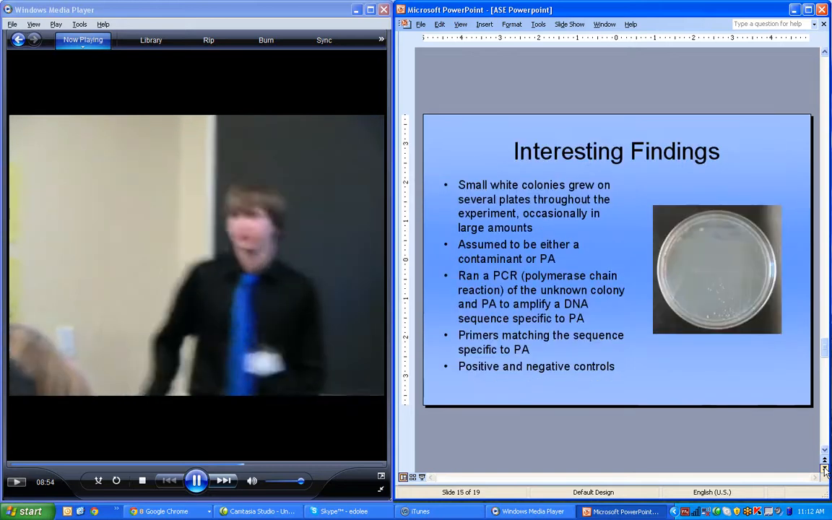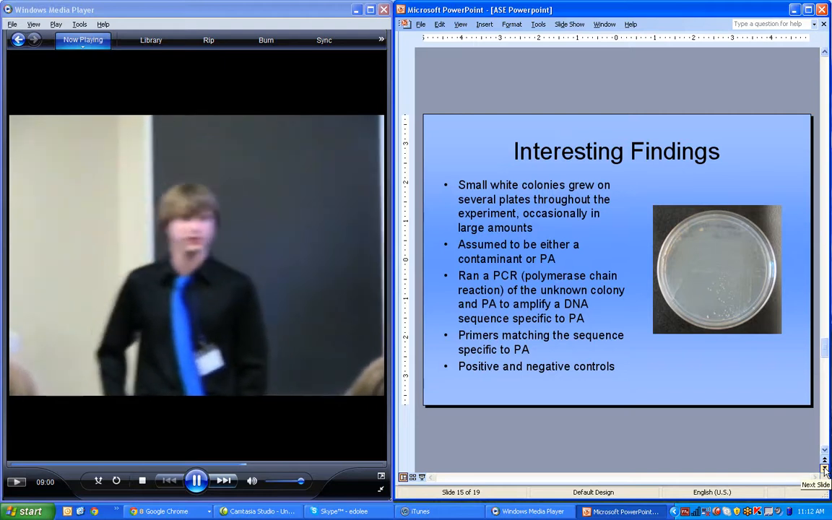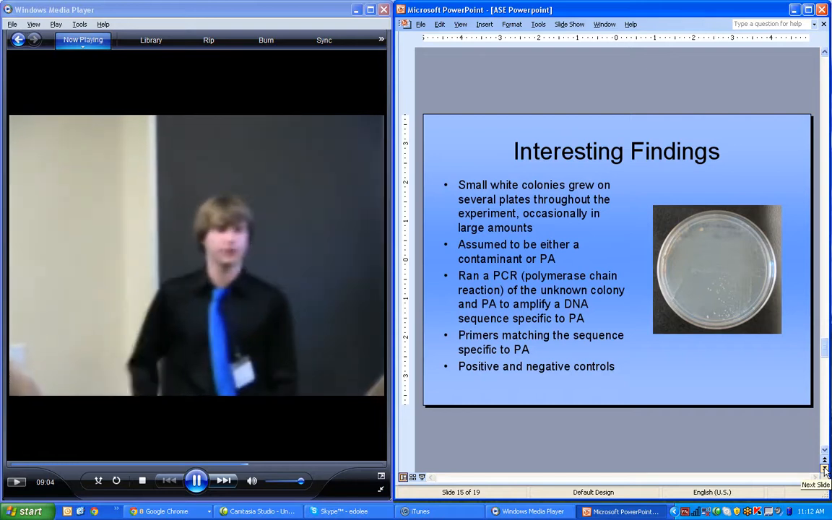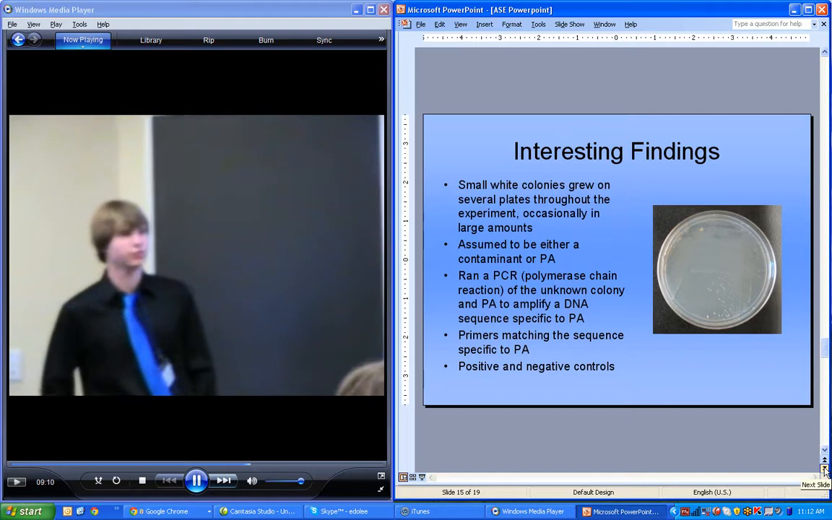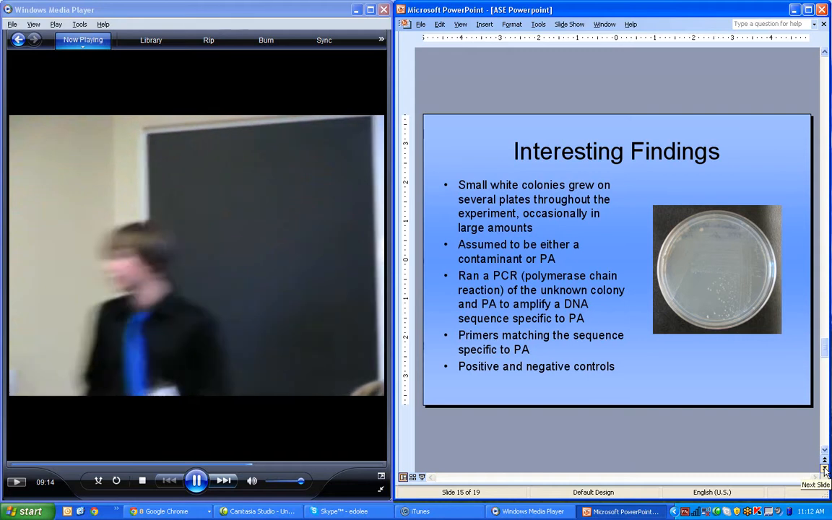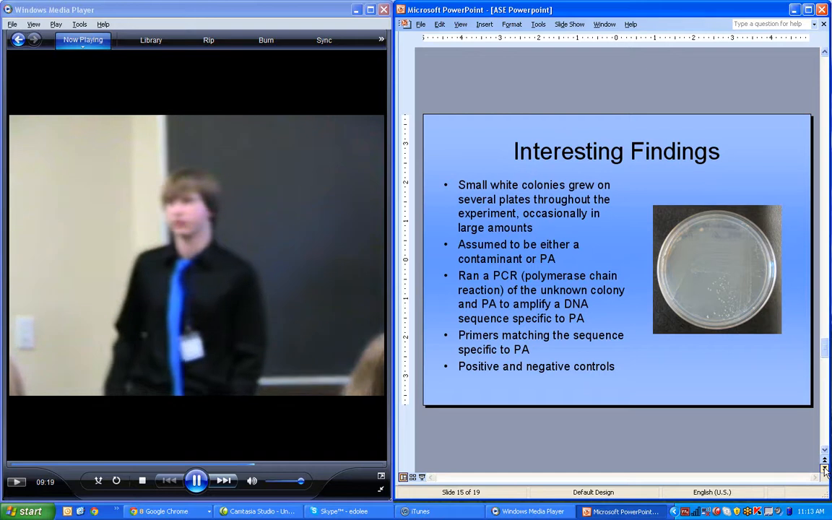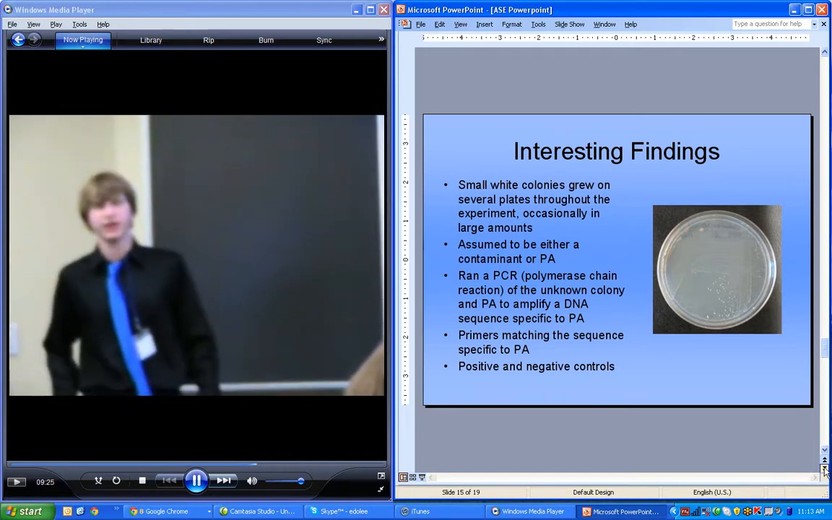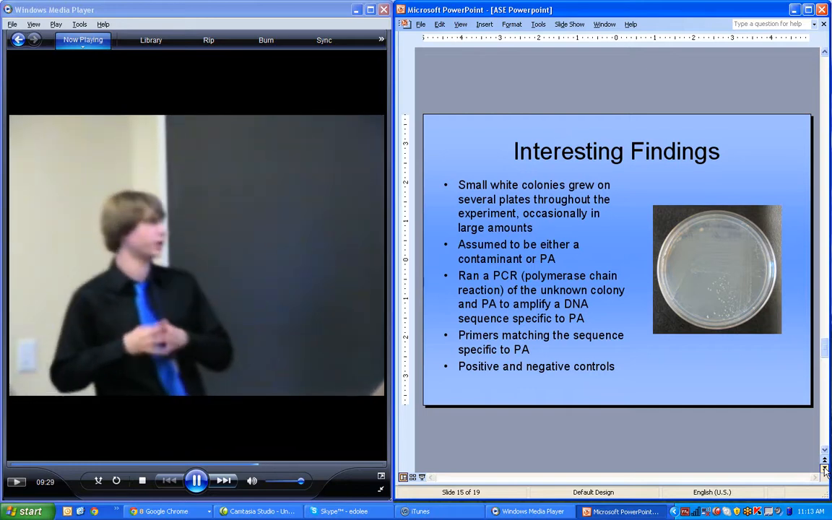And some interesting things I found were that small white colonies were growing on a few of the plates that I observed, and occasionally in large amounts, on about 2 of the plates, there were like 100 colonies that were this phenotype. They were assumed to be either a contaminant, which is more likely, or Pseudomonas aeruginosa. And so I ran a polymerase chain reaction to find out whether or not they were Pseudomonas aeruginosa. Basically it amplifies the DNA of Pseudomonas aeruginosa that is specific to that strain.